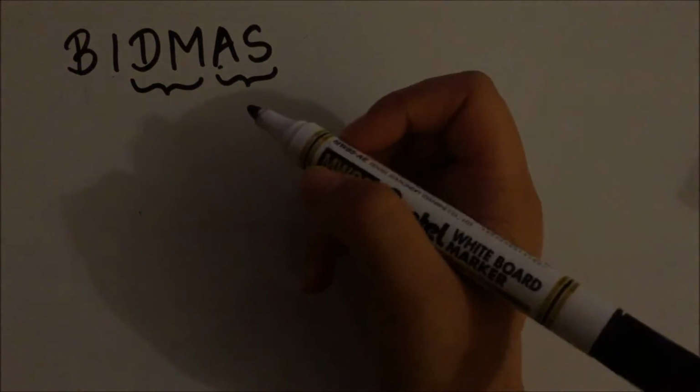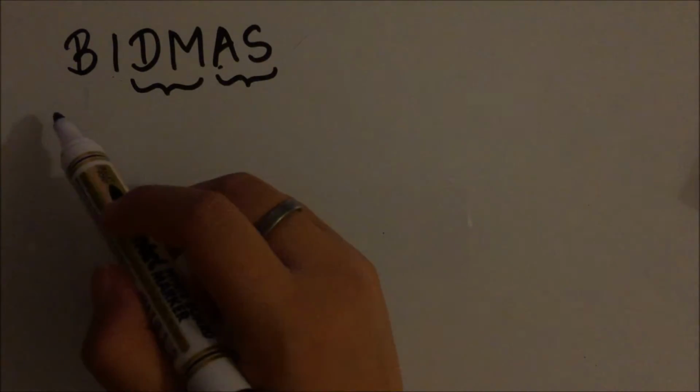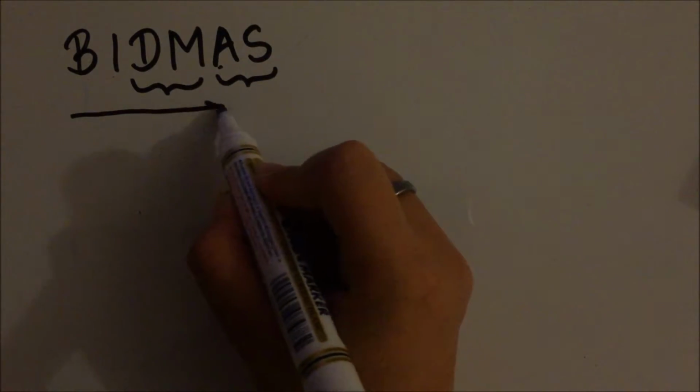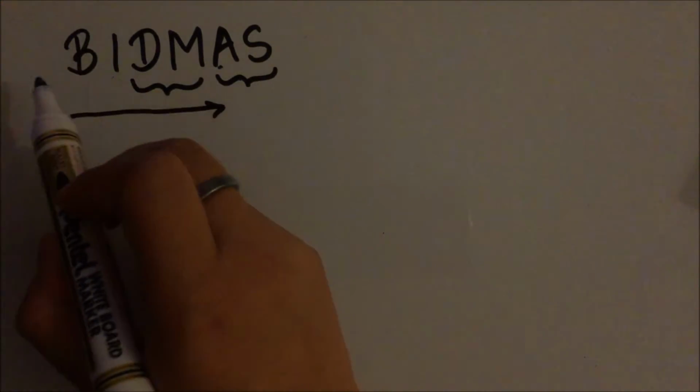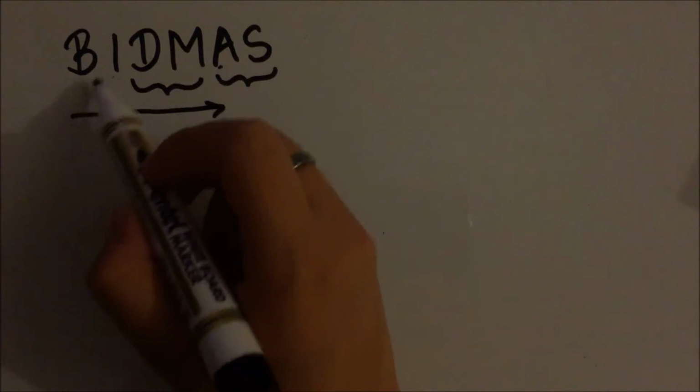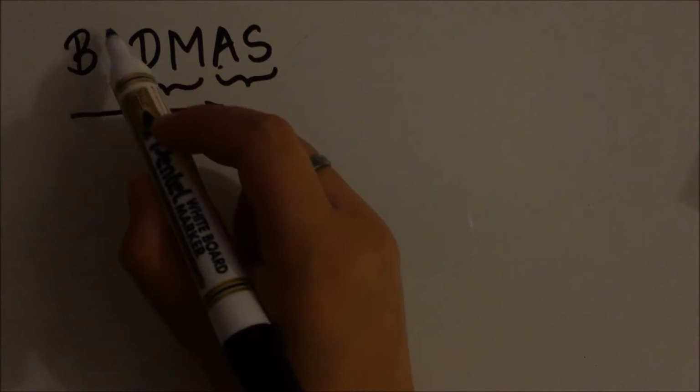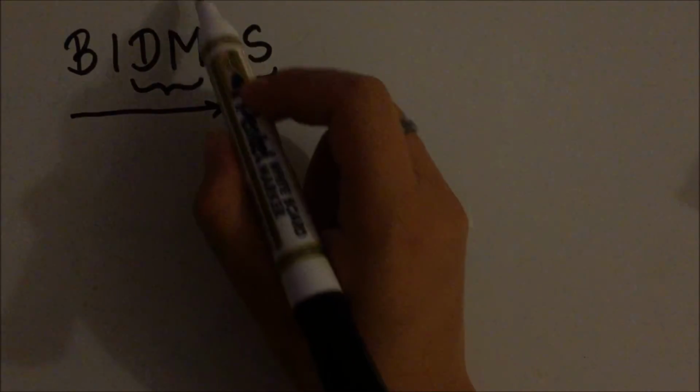But this is the general order, so you always start looking from the left side and then work towards the right side. So always look for brackets first, I's, D's, M's, A's, and then S.